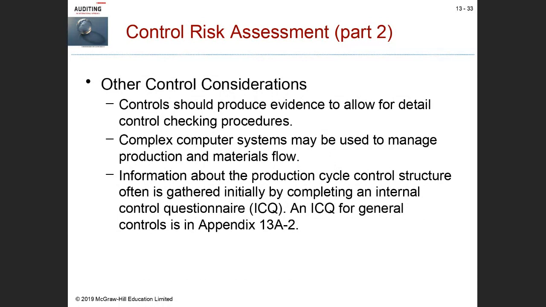Okay, the next point says controls should produce evidence to allow for detailed control checking procedures. Well, again, that's what we're doing, right? We're looking at what types of reports should be produced so we can check whether the right quantities appear to exist, whether the costs being incurred are on budget or not, right? So the more reports we have, the better we can actually control inventory quantities and inventory costs. Because as we started out today, we said inventory consists of two things, quantities and costs. So we want to make sure we have proper controls in our production cycle to control inventory units and inventory costs.